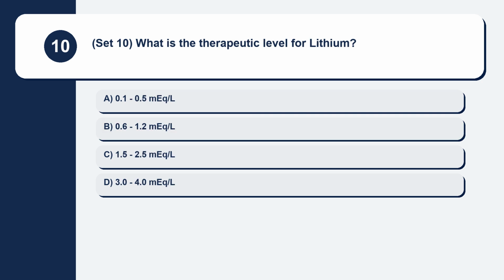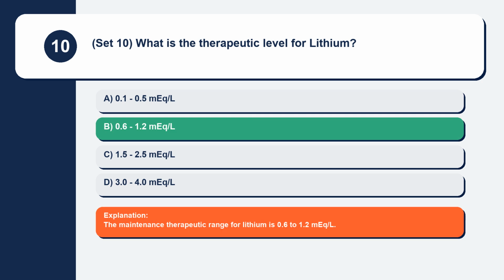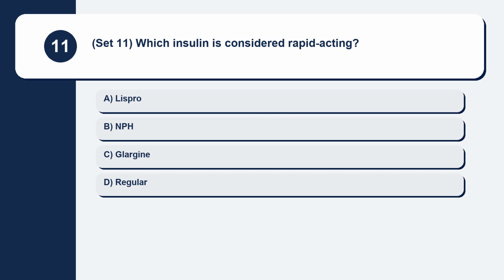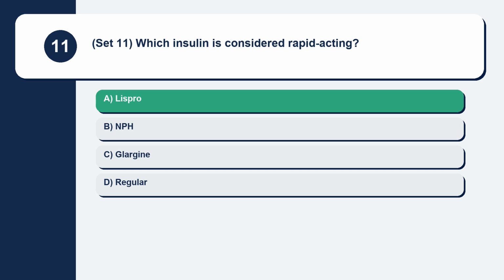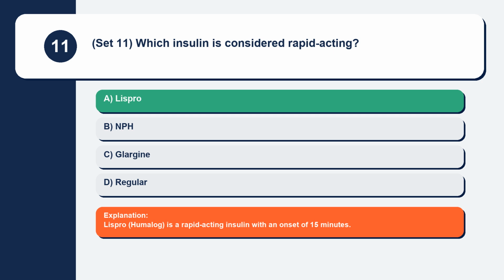Question 10. Set 10. What is the therapeutic level for lithium? 0.1 to 0.5 milliequivalent/L, 0.6 to 1.2 milliequivalent/L, 1.5 to 2.5 milliequivalent/L, 3.0 to 4.0 milliequivalent/L. The maintenance therapeutic range for lithium is 0.6 to 1.2 milliequivalent/L. Question 11. Set 11. Which insulin is considered rapid-acting? Lispro, NPH, glargine, regular. Lispro, Humalog, is a rapid-acting insulin with an onset of 15 minutes.